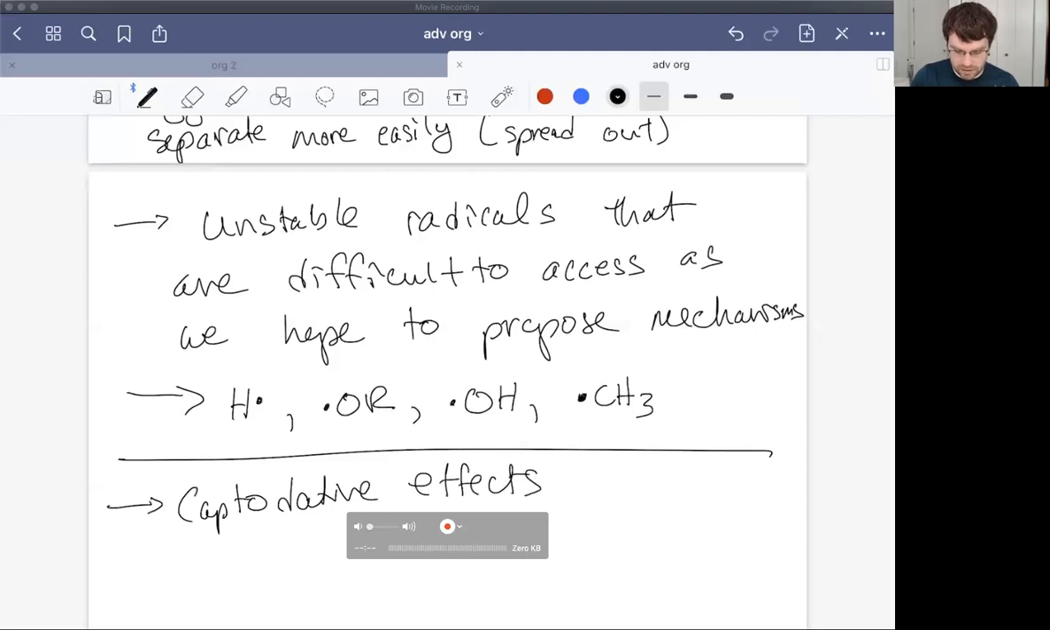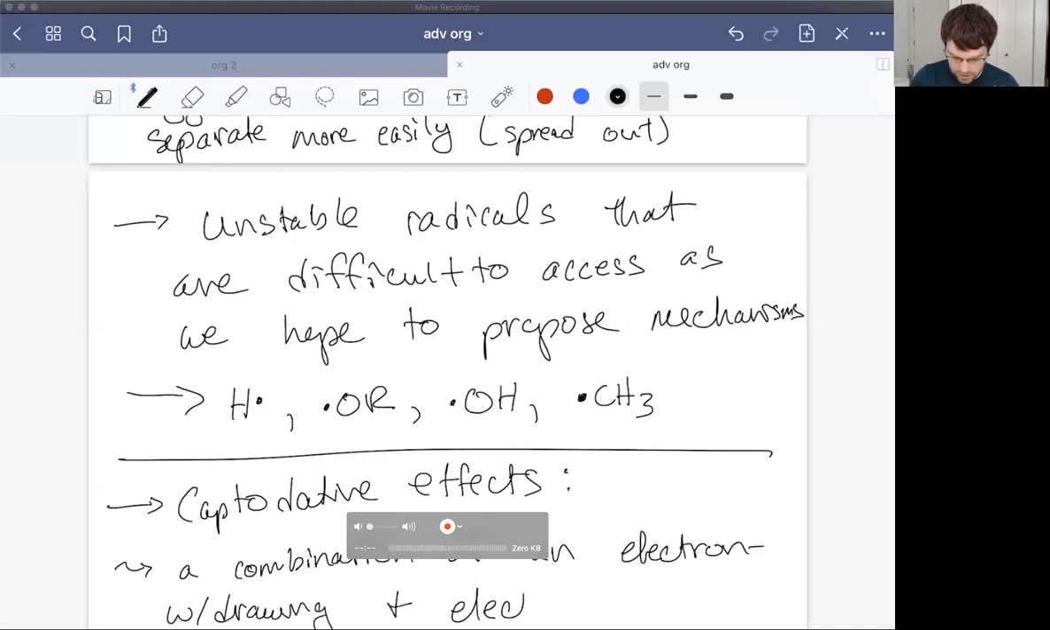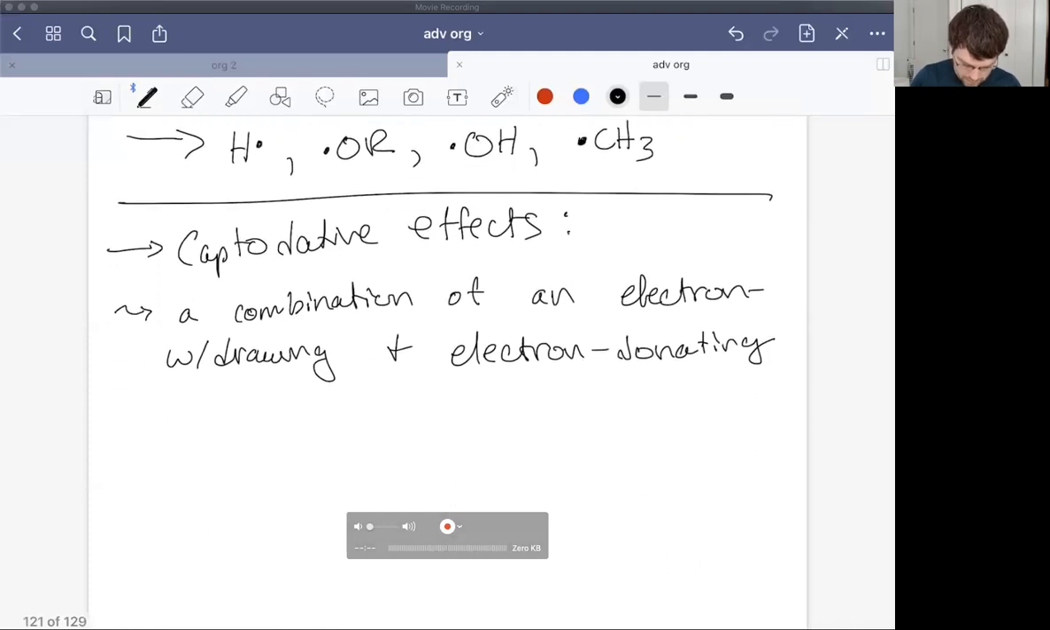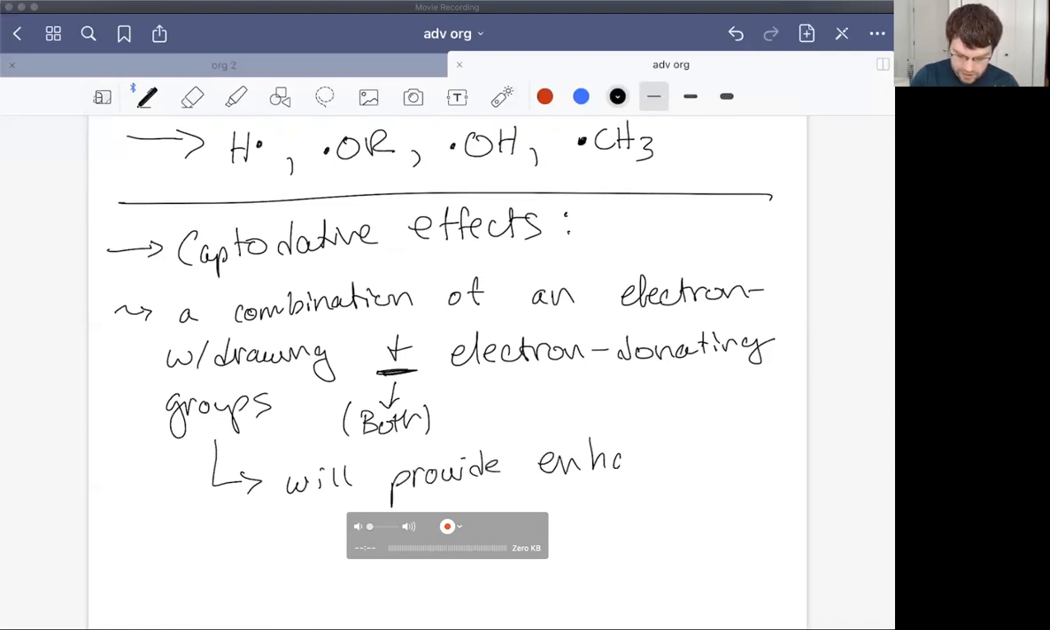But I want to get into captodative effects. Captodative effects, talking about radical stability. What this suggests is that if you have a combination of an electron withdrawing and an electron donating group, and that is, you need both, so you have both of these groups, it will provide enhanced stability for the radical.